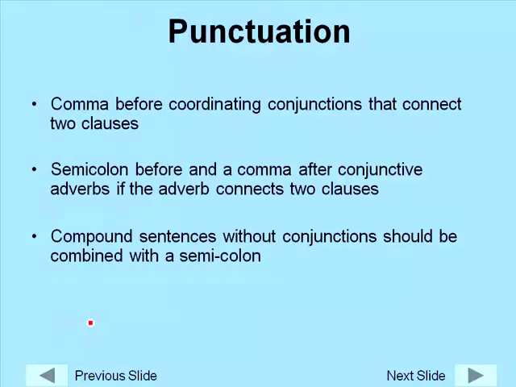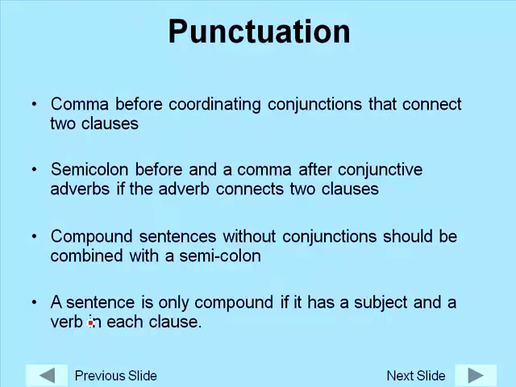Okay, so just a brief review of the punctuation on this part. A comma before coordinating conjunctions that connect two clauses. So an example of that. Scooby likes Scooby snacks, but Shaggy ate them all.